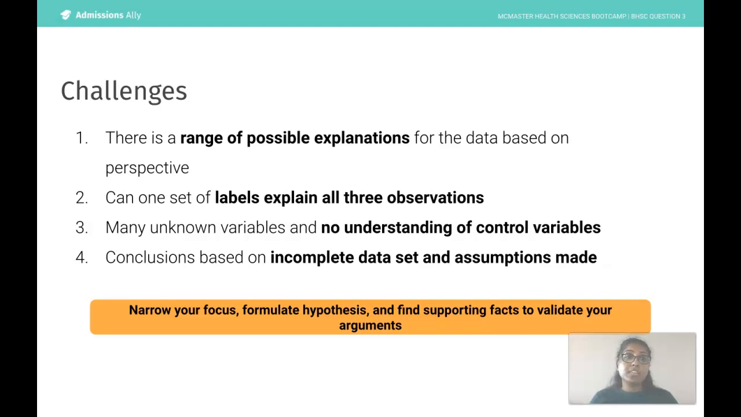But like we said, a strategy that you can use is really just narrow your focus, formulate a hypothesis that you think makes sense to you following your logic, and find supporting facts to validate that argument.